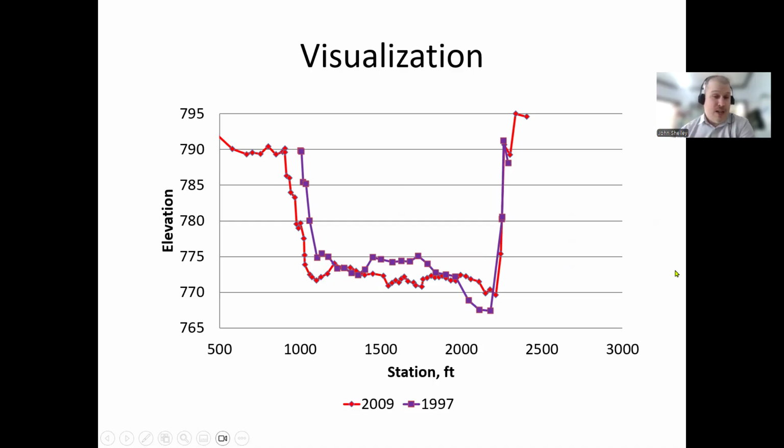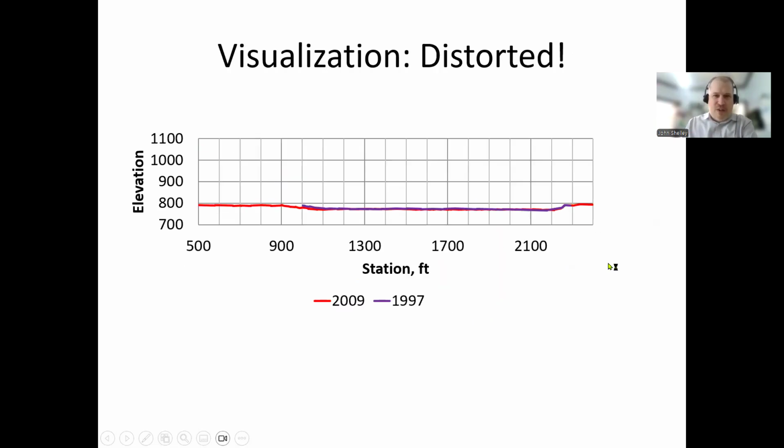Visualization is a plus for cross sections. So what did this channel do from 1997 to 2009? Well, it looks like perhaps the channel widened. You can tell right away that the channel widened. So you can visualize very easily.